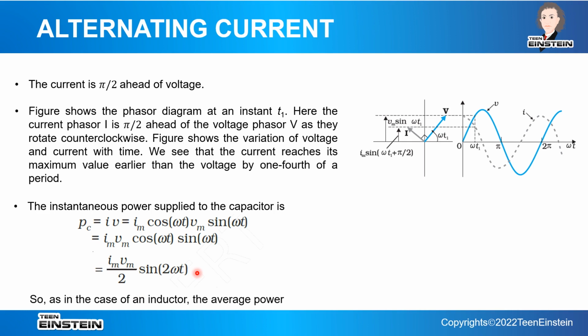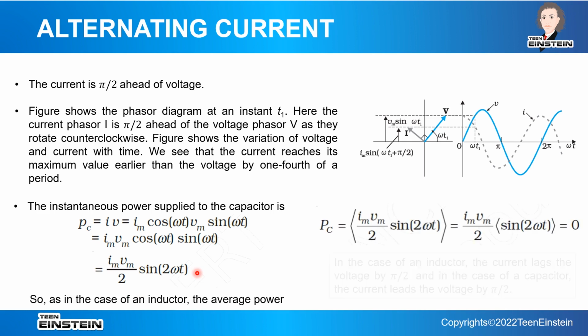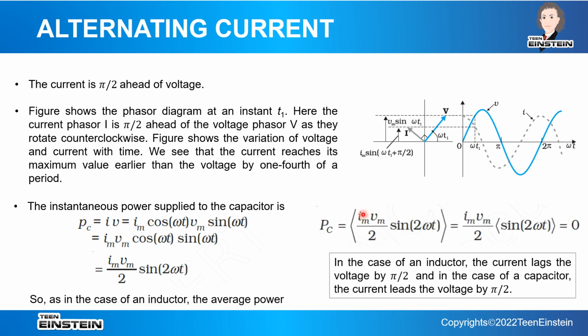But how will you find out the average power? Let's look at the average power. You take the average of this particular value. You can take these values outside and take the average of this. A sine wave has a positive half cycle and a negative half cycle, but if you take the average, it becomes 0. So the average power for this particular circuit is going to be 0, because the average of any sine wave is going to be 0.